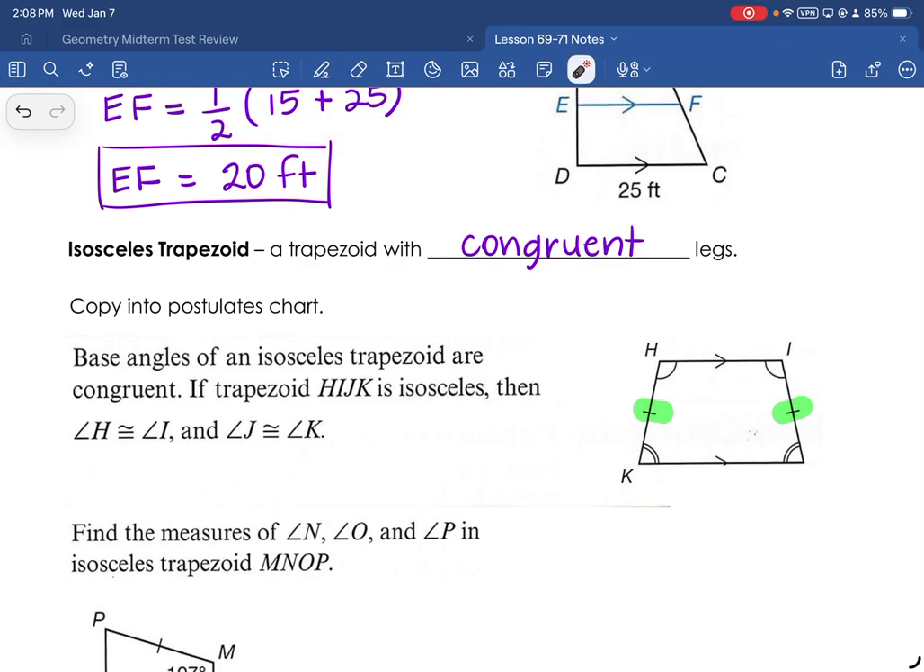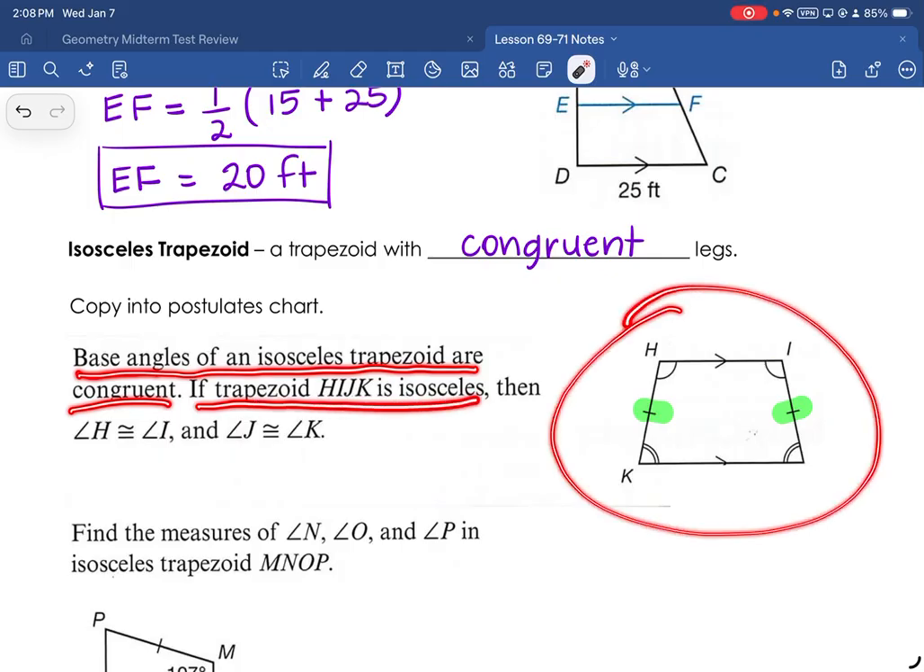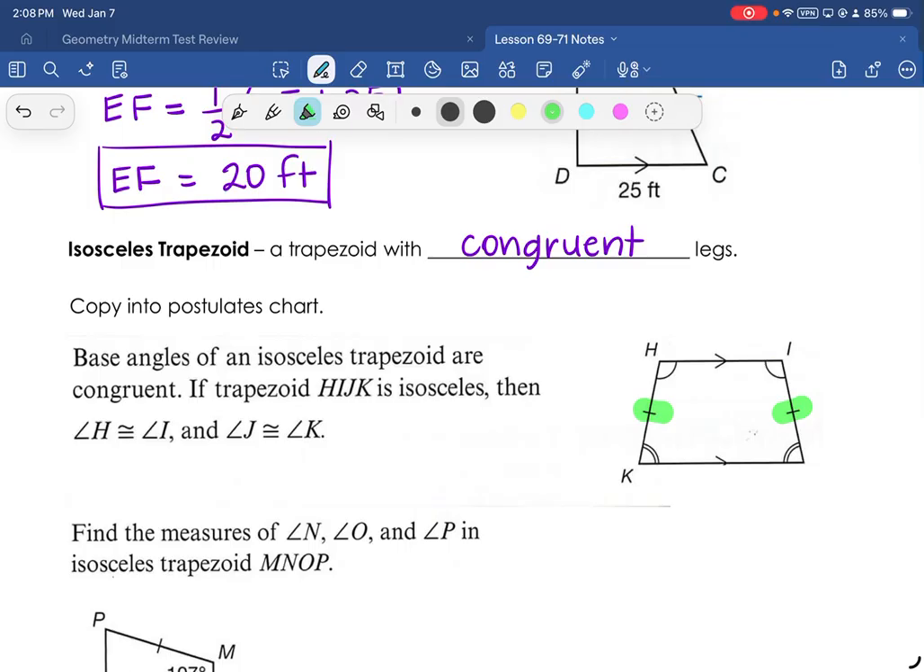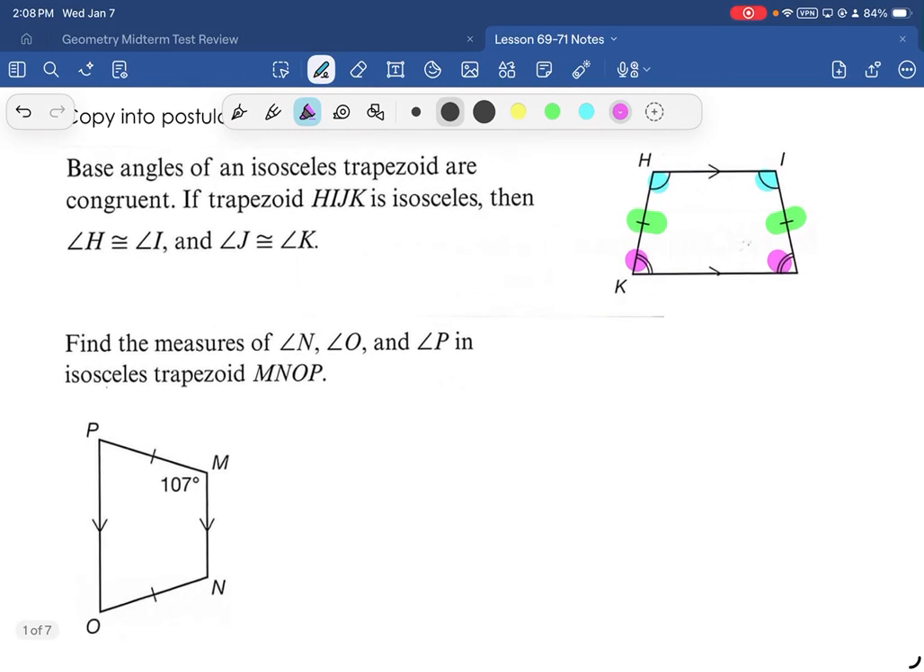Let's read the problem. It says base angles of an isosceles trapezoid are congruent. If trapezoid HIJK is isosceles, then angle H is congruent to angle I, and angle J is congruent to angle K. So let me get out some different colors here. I want you to see that these two angles are congruent, and I want you to see that these two angles are congruent. That's something that you can automatically know about isosceles trapezoids, which is really helpful when it comes to solving problems such as these.